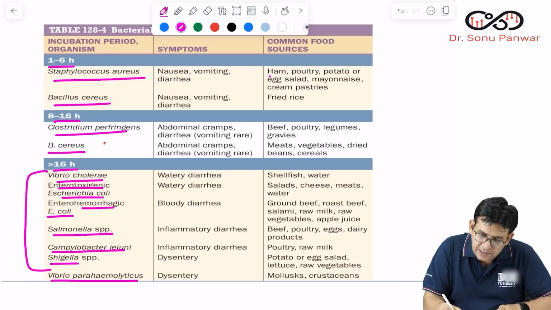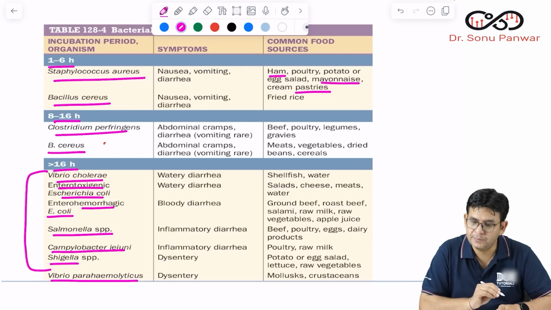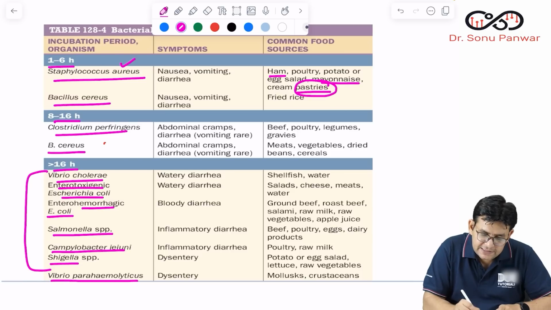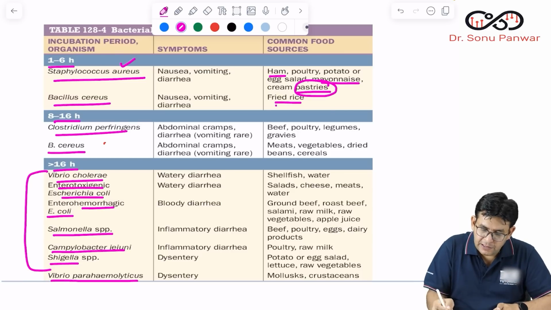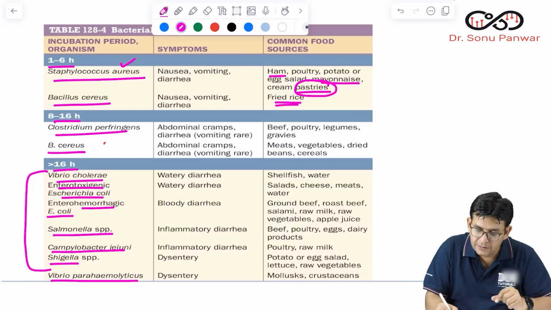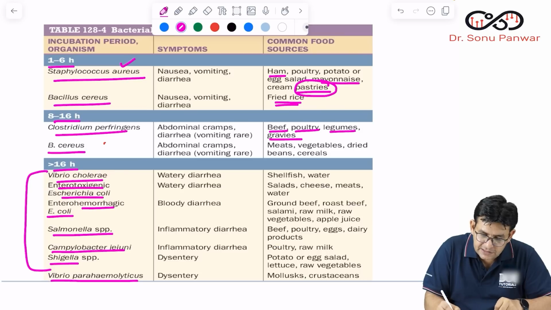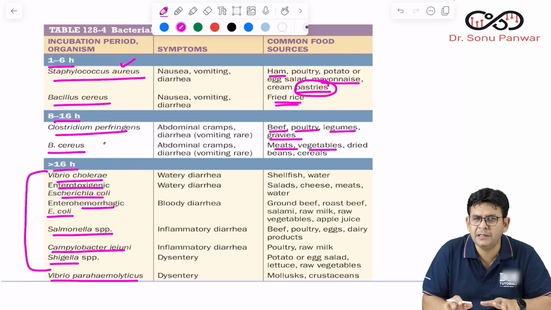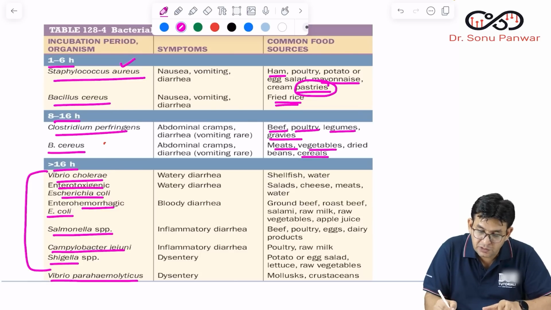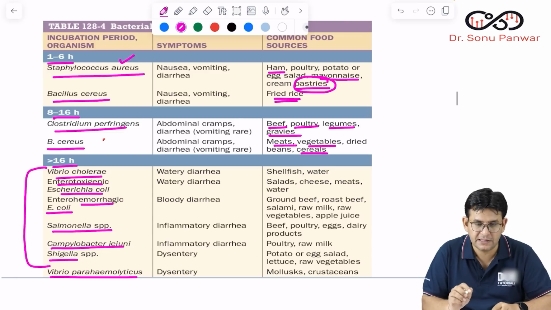If somebody talks about ham, pig products, mayonnaise, pastries, think Staph aureus. If somebody talks about fried rice, Bacillus cereus. If somebody talks about beef, poultry, bird products, legumes, gravies, talk about Clostridium perfringens. Bacillus cereus, the diarrheal one. So meat, vegetables, cereals. Meat means both of them have meat: Clostridium perfringens and Bacillus cereus.